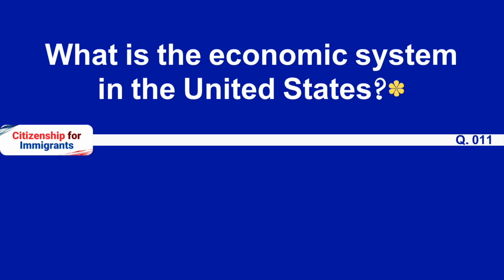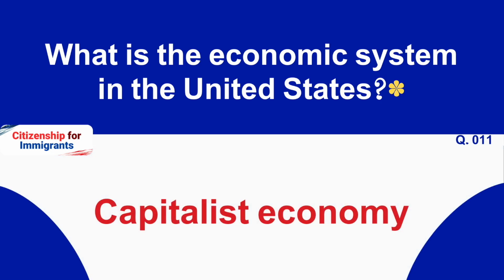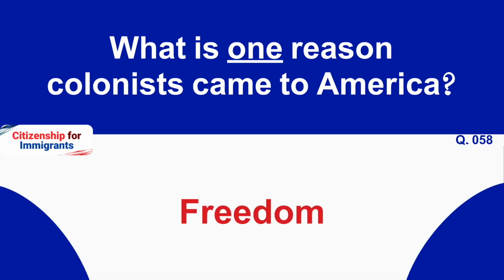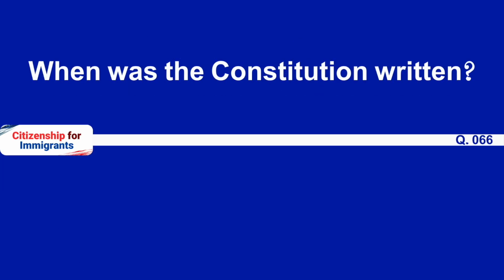What is the economic system in the United States? Market economy. What is one reason colonists came to America? Freedom. When was the Constitution written? 1787.